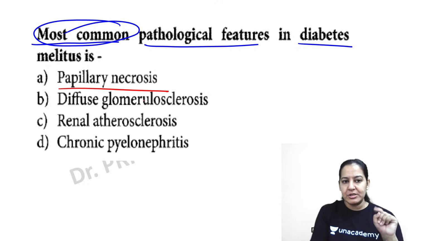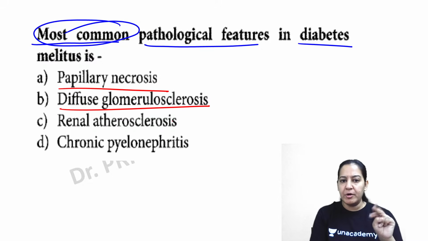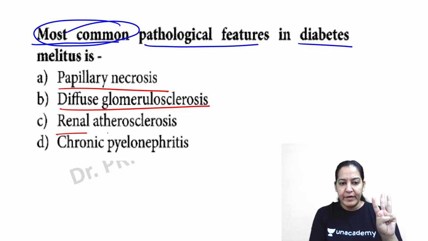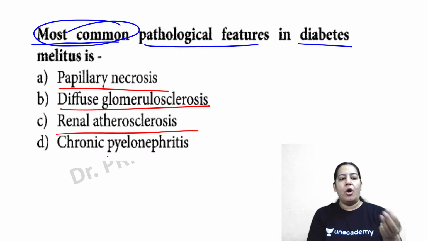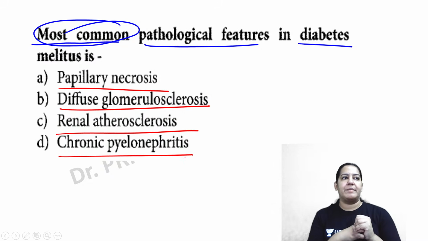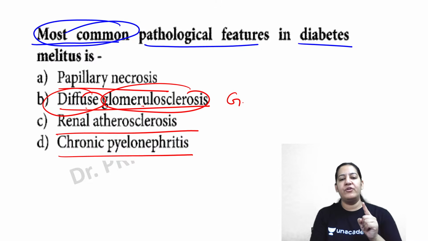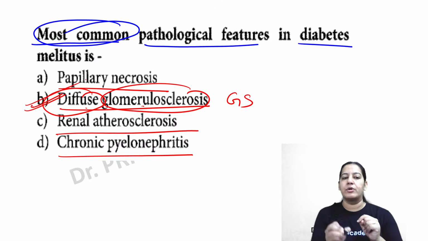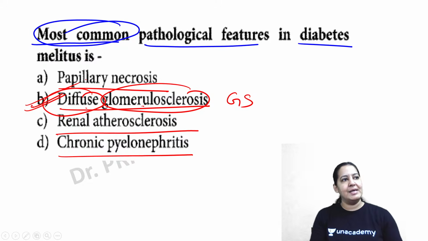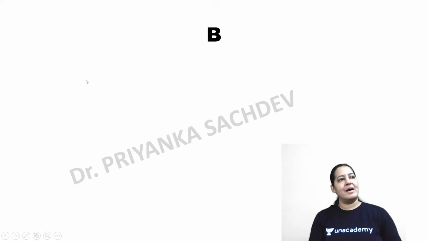Is it papillary necrosis? Is it diffuse glomerulosclerosis? Is it renal arteriosclerosis? Or is it chronic pyelonephritis? So Sufi, you are absolutely right. What about others? Yes, Kishore, you are also absolutely right. It is the diffuse glomerulosclerosis. Yes, very good. So the correct answer here is B. Yes, Siddhika, absolutely right.